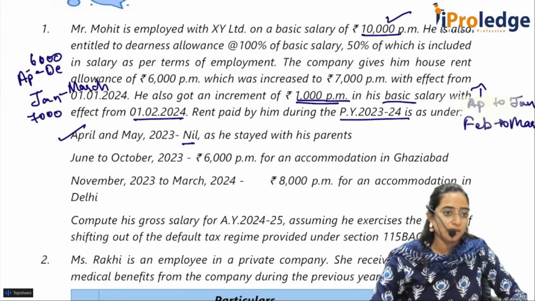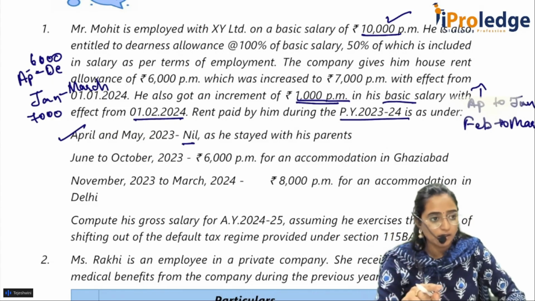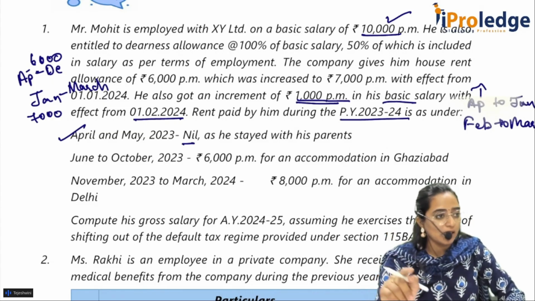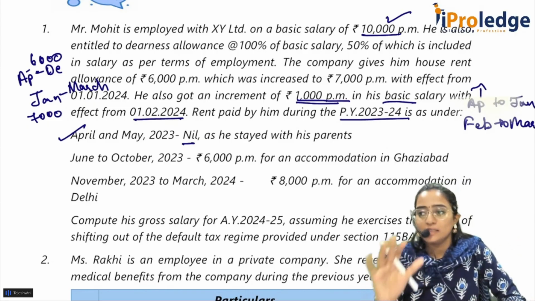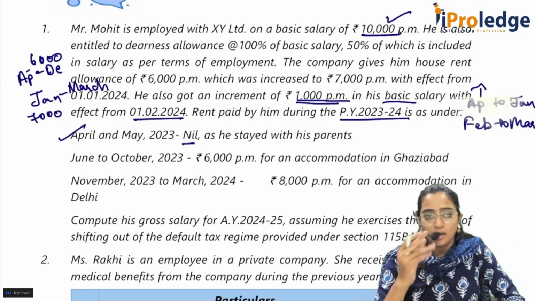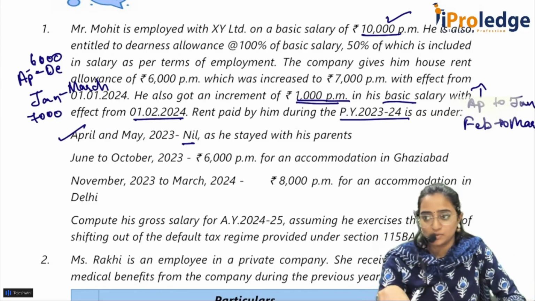Now, rent paid by him during the PY 23-24 is, from April to May, nil as he stayed with his parents. Now, you guys tell me, will you have any exemption under HRA if he is staying with his parents where he's not actually spending on rent? Will he get any HRA exemption? I told you this thing. If he actually spends only then he's going to get HRA exemption.